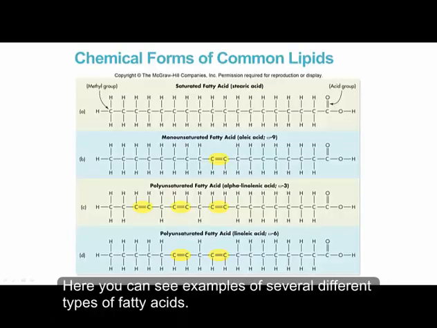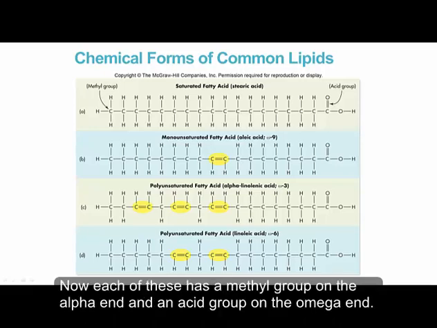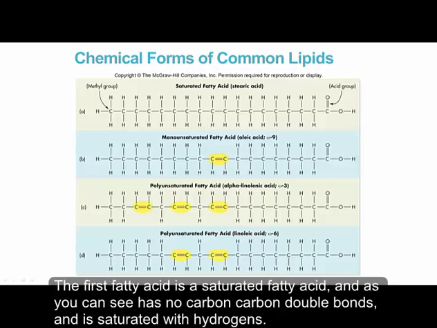Here you can see examples of several different types of fatty acids. Each of these has a methyl group at the alpha end and an acid group at the omega end. The first fatty acid is a saturated fatty acid, and as you can see, there is no carbon-carbon double bond. It is saturated with hydrogens.